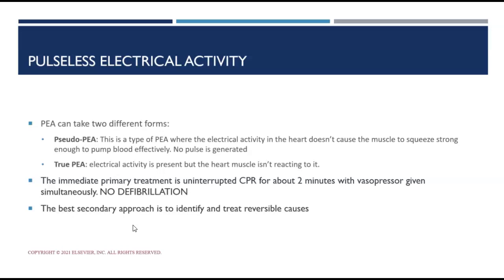And then again, with any of these arrhythmias, I need to try to figure out what the underlying cause is. So we're going to talk in lab about H's and T's. So you have 5 H's, 5 T's. And let me see, I think your book lists them.